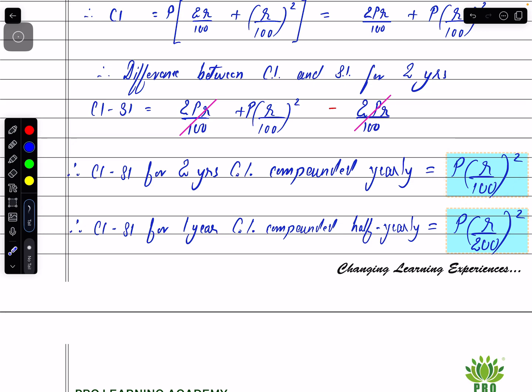If we want to consider the difference between the CI and SI for 1 year, with compound interest compounded half yearly, so again the period is 2. So the same formula modifies to become P(R over 200) the whole power 2. The only difference is the rate gets divided by 2. The period here was 2, and even here the period remains 2. So instead of R it is R over 2, which means the rate of interest is half yearly now.